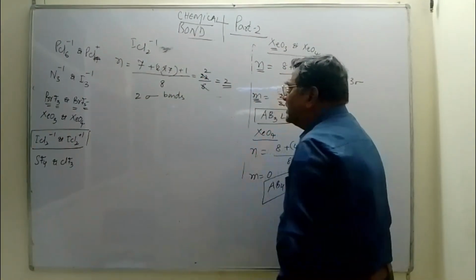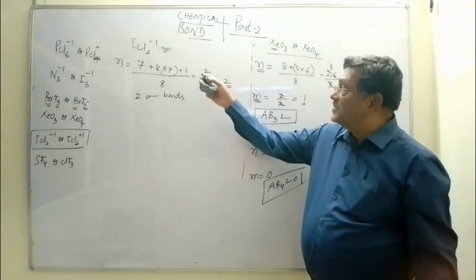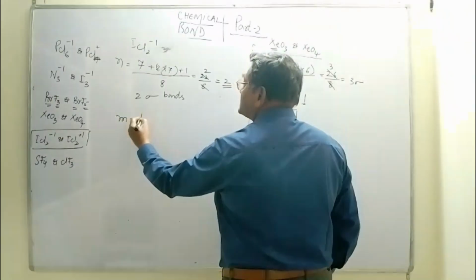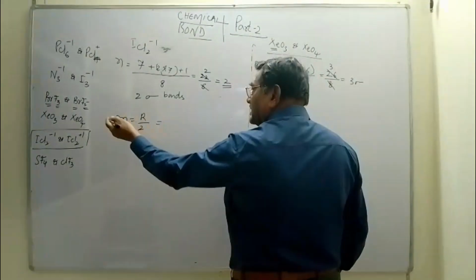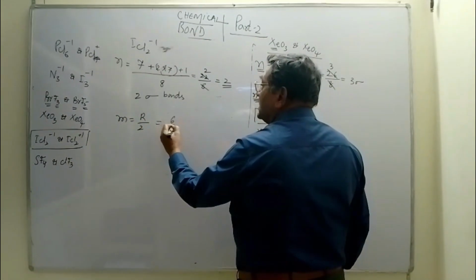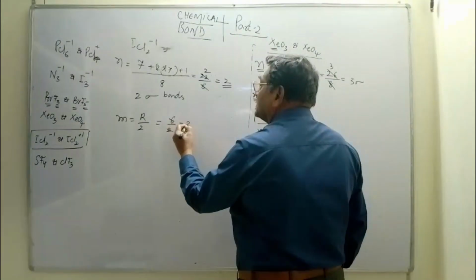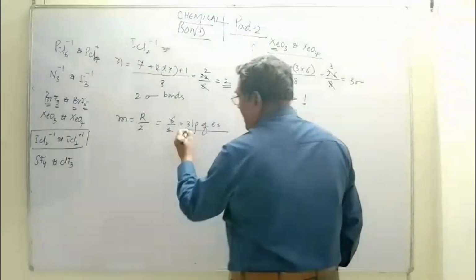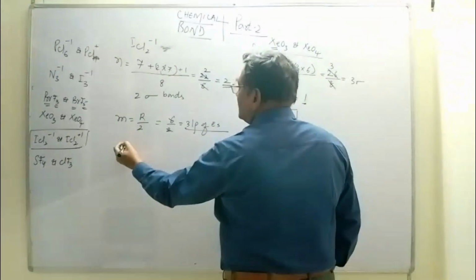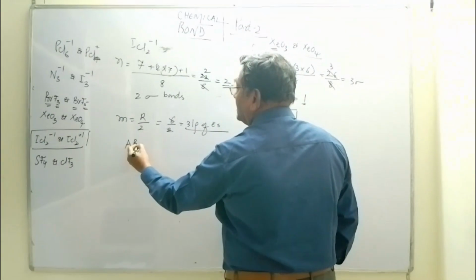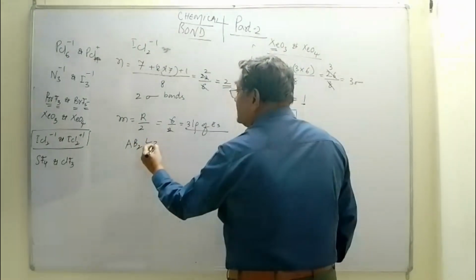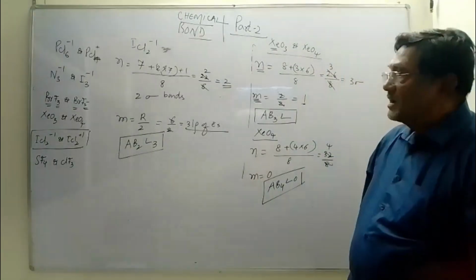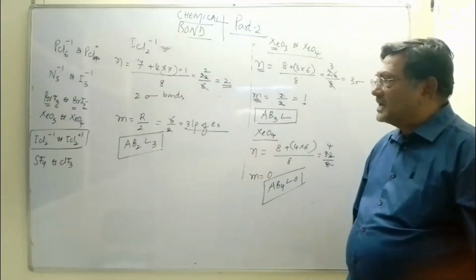And what's the remainder here? The remainder is going to be 6. And the remainder 6 means R by 2, that gives the lone pairs of electrons. 6 by 2 gives 3 lone pairs of electrons. So the compound comes under AB2L3. AB2L3. After this, we go for hybridization.